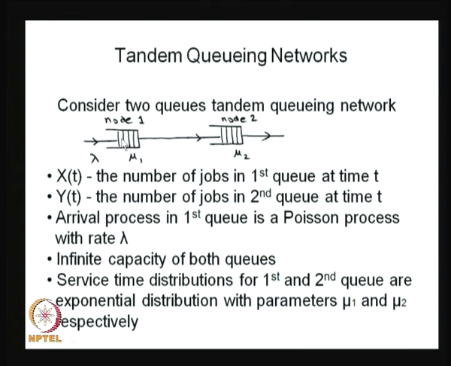Now, I am making the assumption for the service time, that is also exponentially distributed with the parameter mu 1 for the first node and mu 2 for the second node. Other than the inter-arrivals being exponentially distributed, I made the other assumptions, that is the service time for the first node and the service time for the second node are both exponentially distributed with the parameters mu 1 and mu 2 respectively.